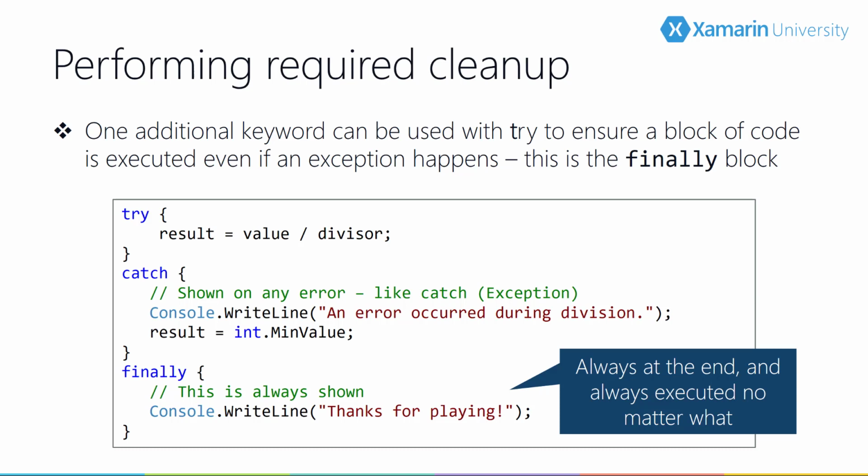And it's possible to use try and finally together with no catch blocks. If an exception occurs, it remains unhandled and it's thrown to the calling method or the C# runtime. However, the code in the finally block is executed whether an exception is raised or not.